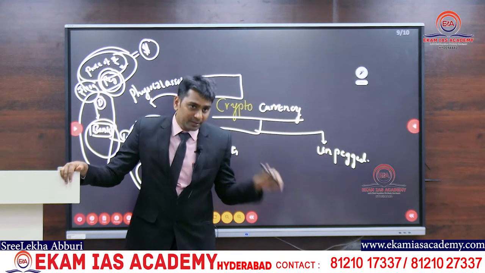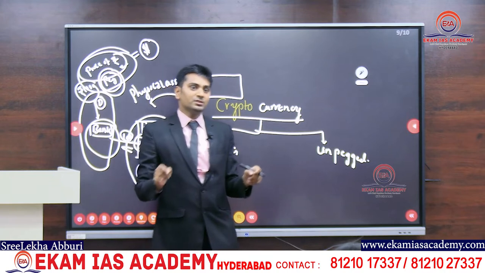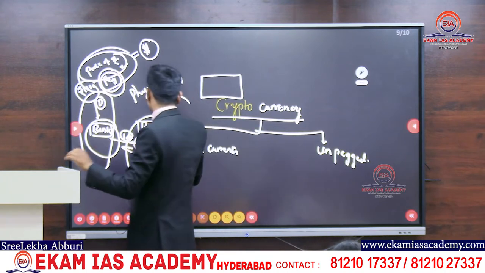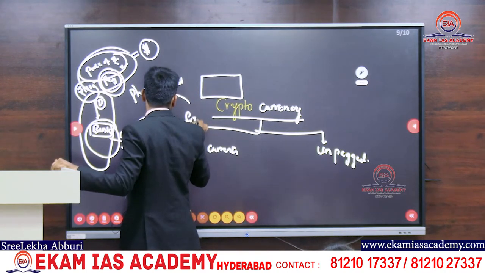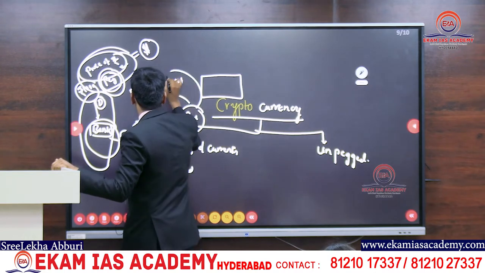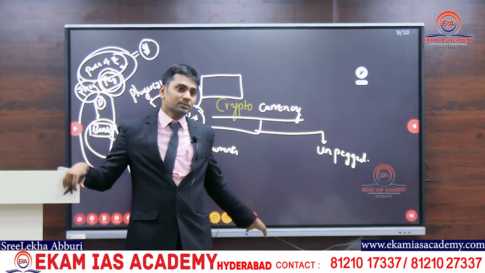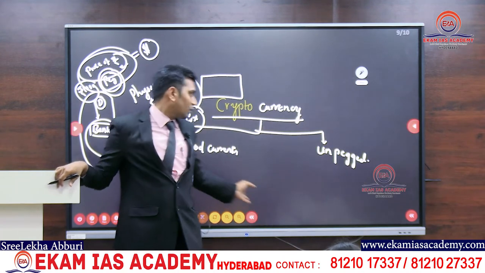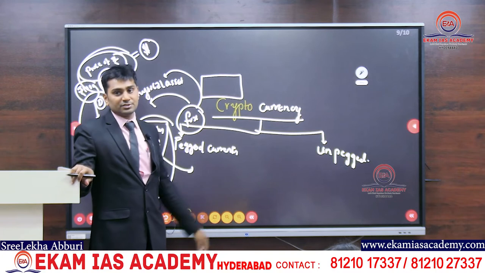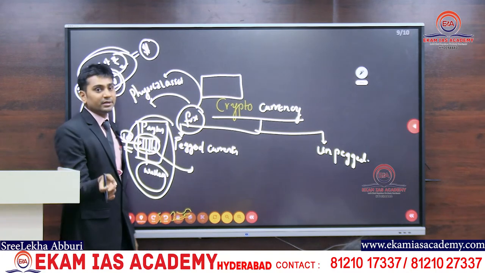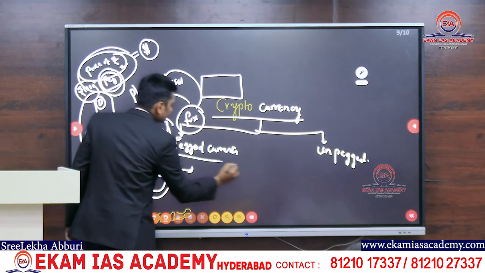So if you are pegging it, pegging means fixing. Peg means fix. Right, if you are fixing it with respect to a physical asset in the background, then those currencies are known as, what do you call them? Pegged currencies. They are also known as stable coins. Stable coins.